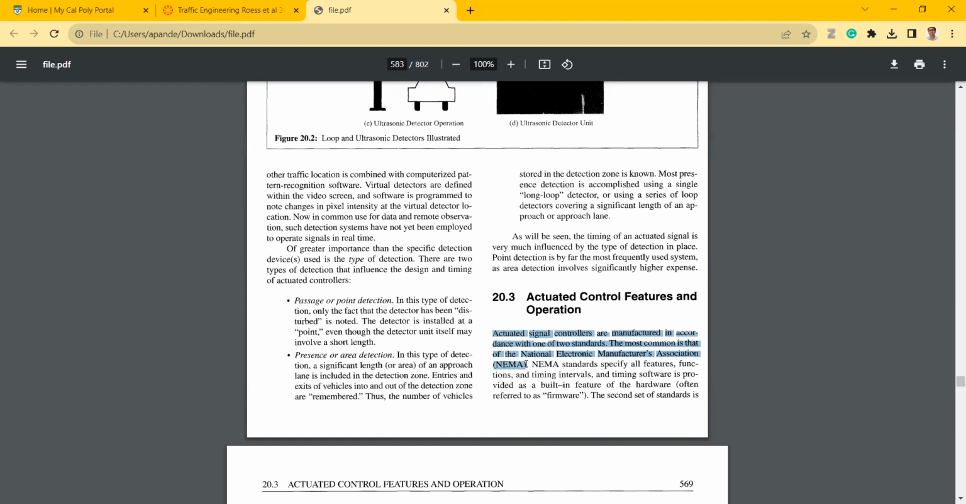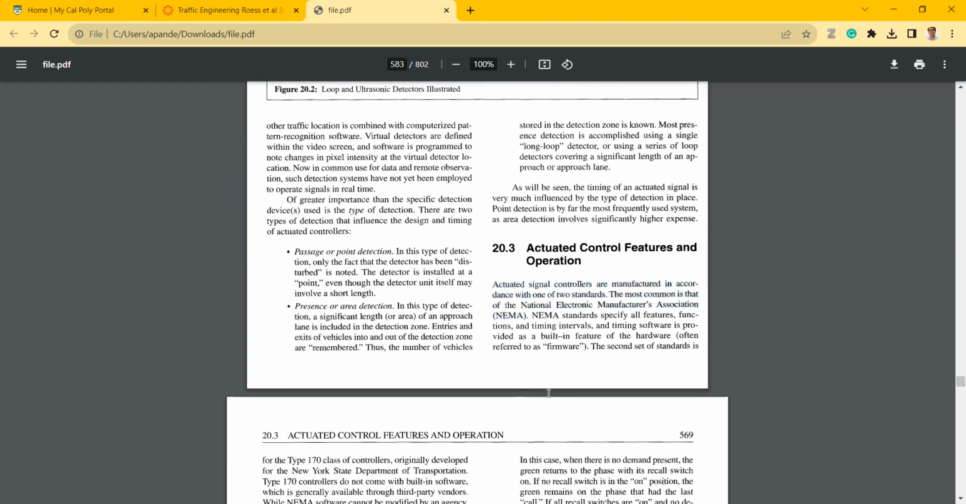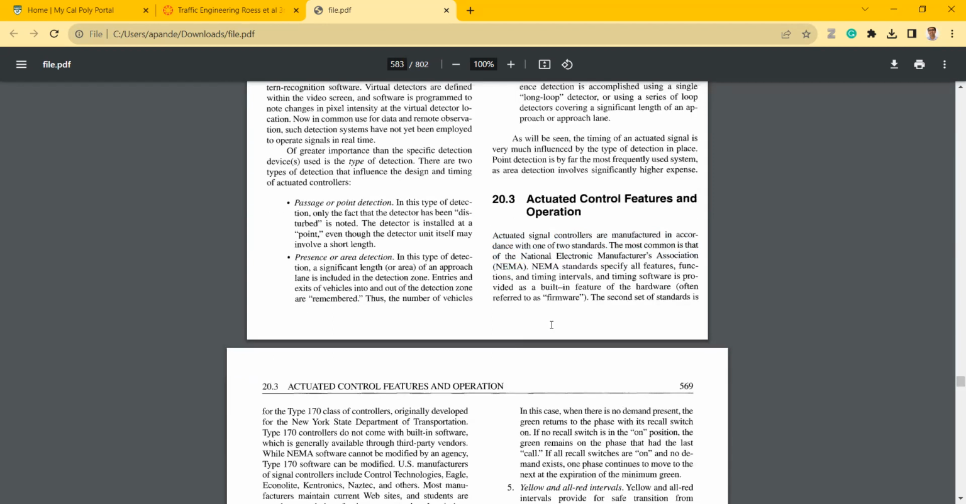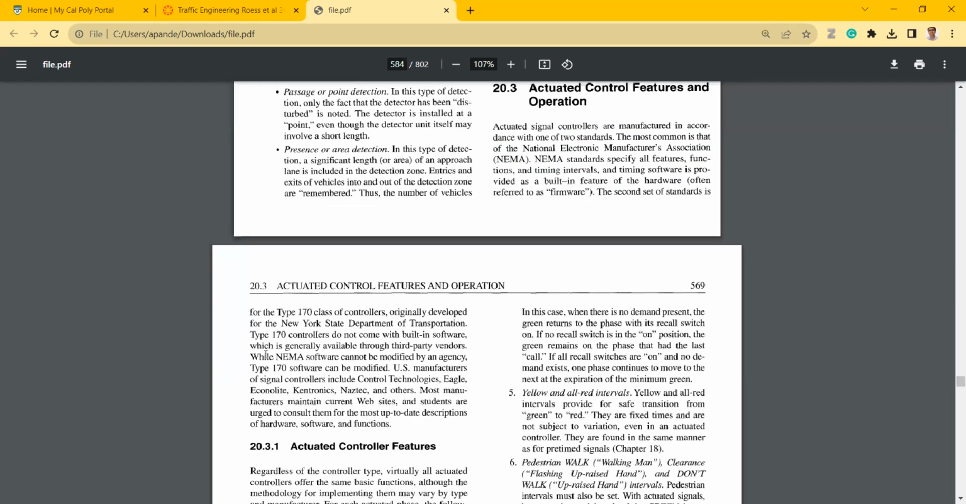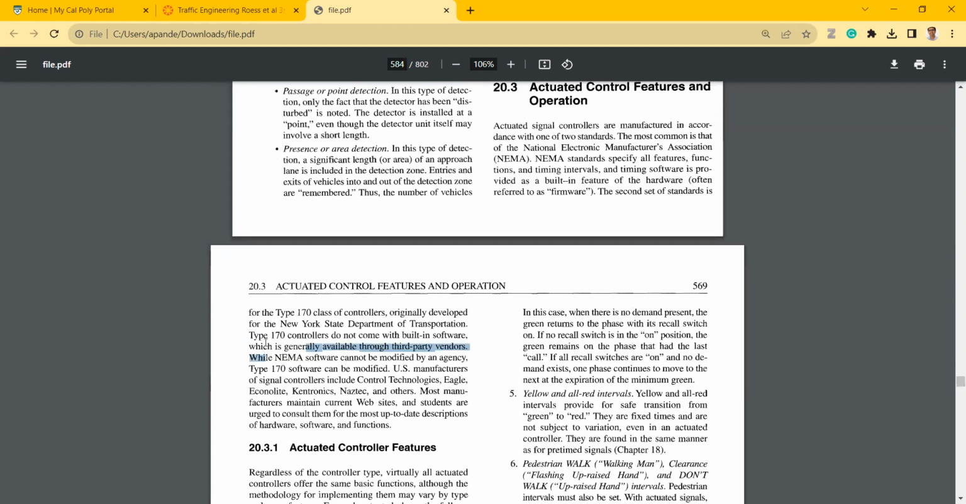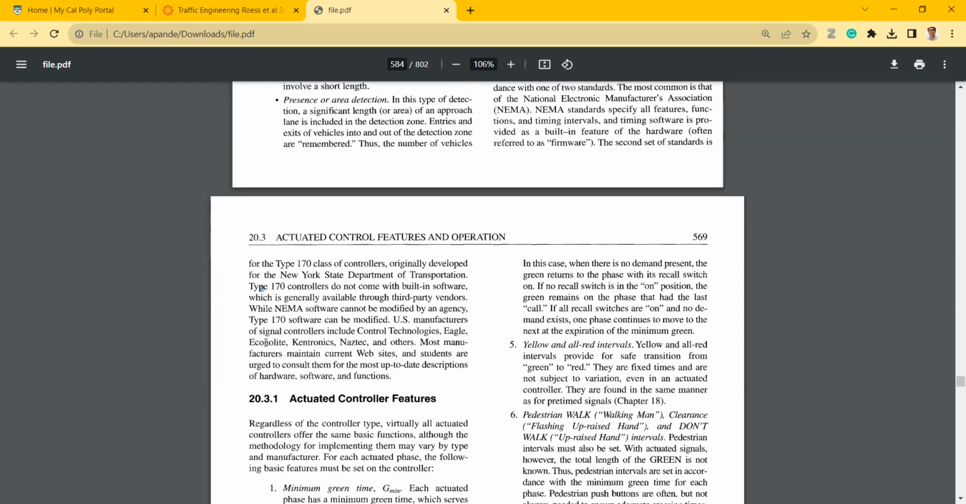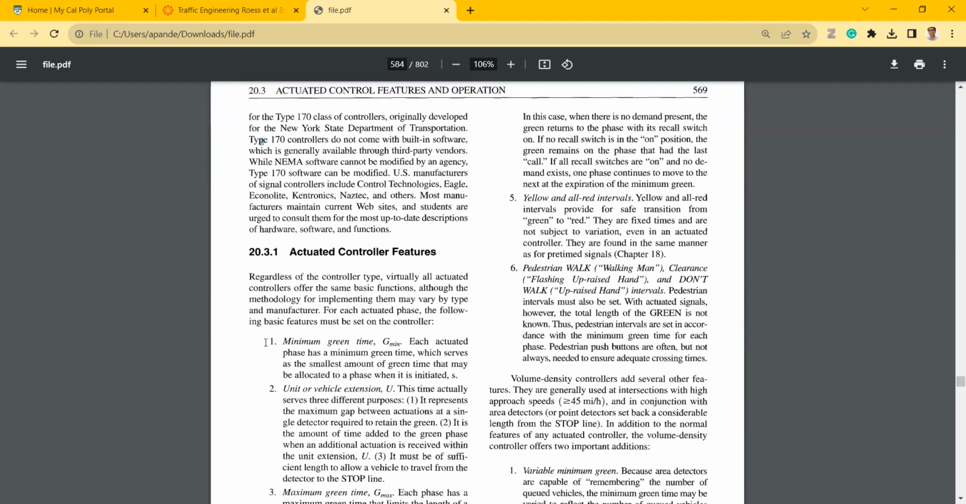They do constant updating of those standards, and that's basically how we design controllers, all the electronics of it, all the electric features, and all that. And then there is this firmware, built-in features of the hardware and how the timing software interacts with it. And there's another type, type 170. So that's another one that could be modified. But for the most part, most signal controllers you'll find will be NEMA controllers. So that's one thing I wanted to point out.